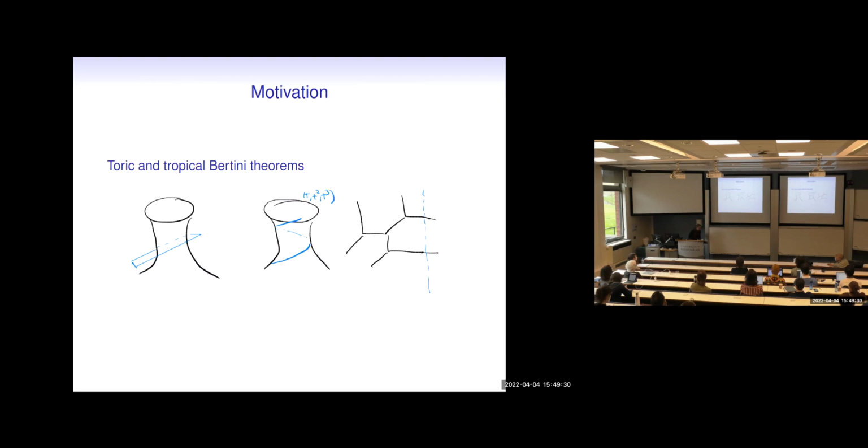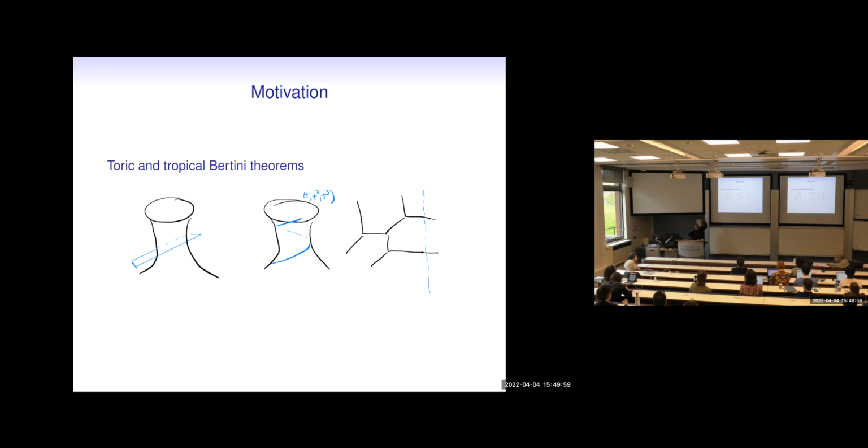Okay, so let me tell you now the second part of the talk about my motivation. Why did I start thinking about this? This is motivated more by some geometry. My day job is as a tropical geometer, so I was coming from the second part of the sentence, toric and tropical Bertini theorems. So this is a cartoon version of the rest of the talk.